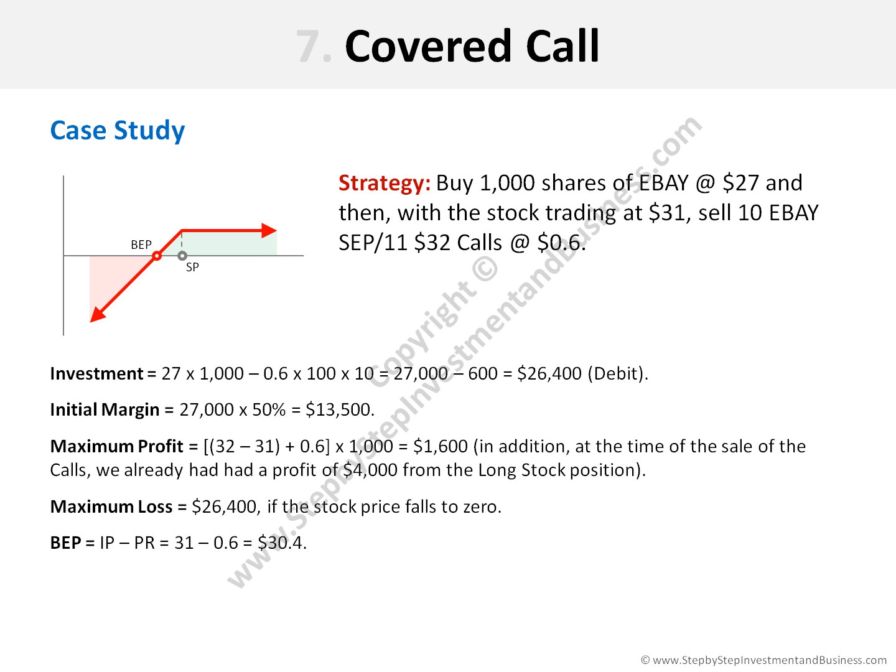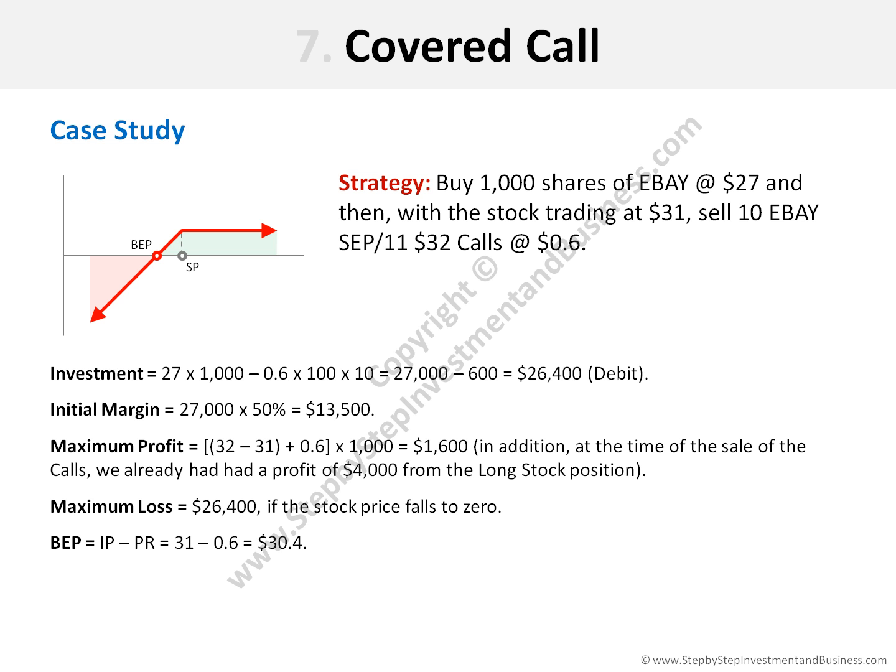The initial margin required is equal to the 50% of the cost of the shares, that is $13,500. The calls sold are covered by the shares. The maximum profit we can make is equal to the strike price minus the stock price at trade initiation, that is, at the time of call sale, plus the premium received multiplied by the number of shares. That is $1,600. In addition, at the time of the sale of the calls, we already had a profit of $4,000 from the long stock position.